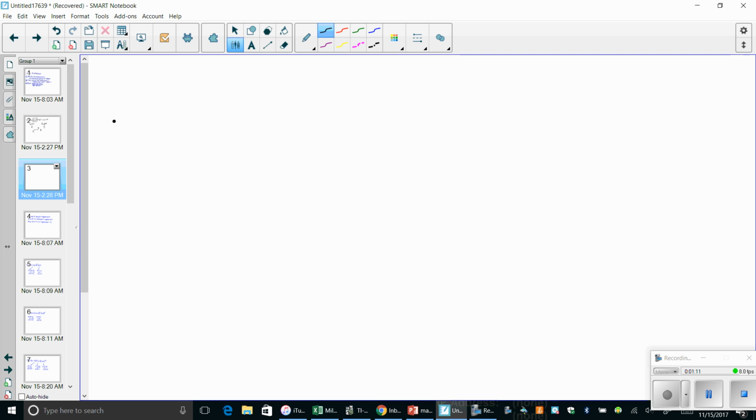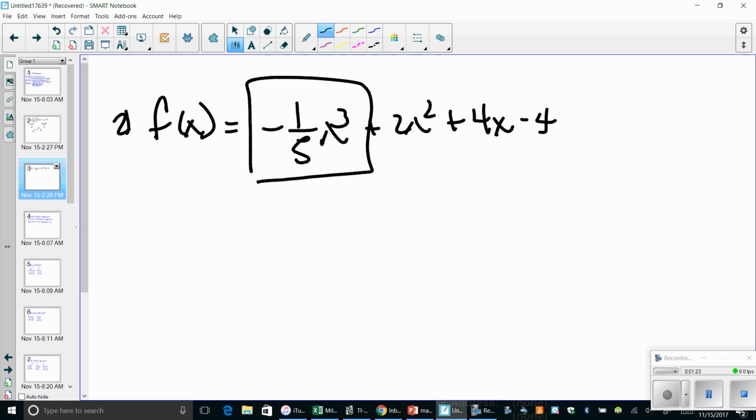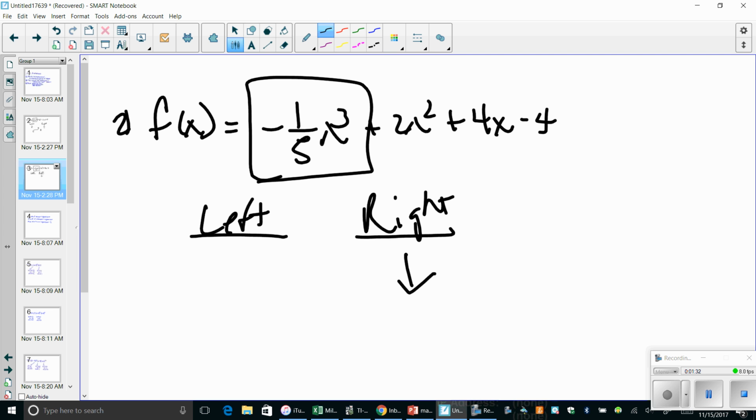Number 2, f of x equals negative 1/5 x cubed plus 2x squared plus 4x minus 4. Again, we're only looking at this first term. So on the right, we look at the sign of the first number. It's a negative. That means on the right it's going down. The power is again odd, which means the opposite. So if it's down on the right, the opposite of that would be up on the left. So you're looking for something that goes like this, down on the right, up on the left.